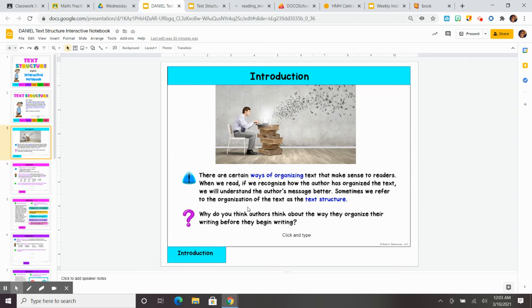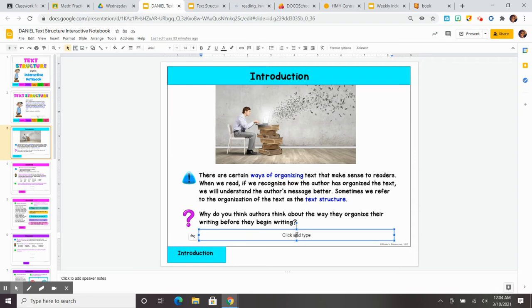Here's a question. Why do you think authors think about the way they organize their writing before they begin writing? All right, so you would type in your response here. You think about it. Why do you think this is important? Why do you think it's so important for authors to organize their writing before they even begin?